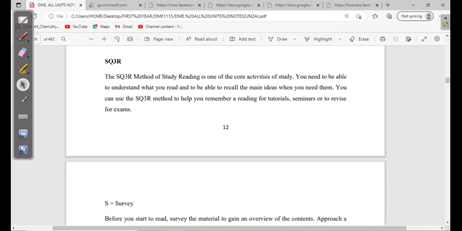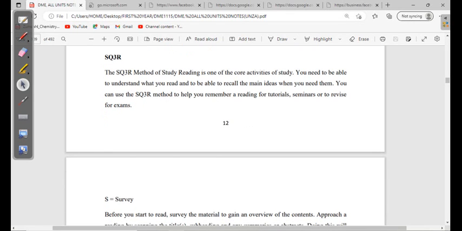And then we have got SQ3R, very important. Before we get to know what the S means, the SQ3R method of study reading is one of the core activities of study. You need to be able to understand what you read and be able to recall the many ideas when you need them. So you can use the SQ3R to help you to read.